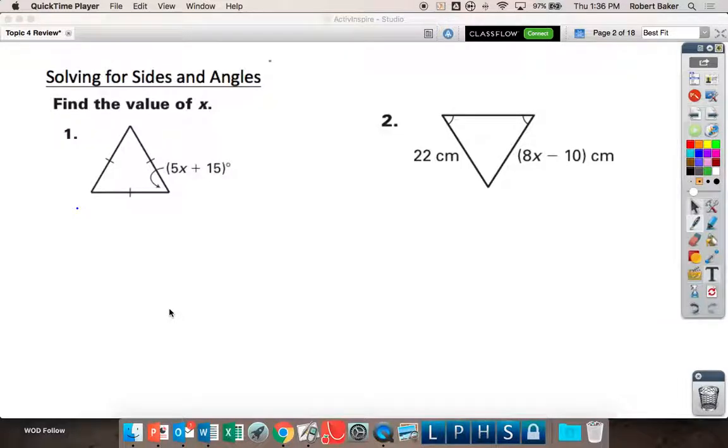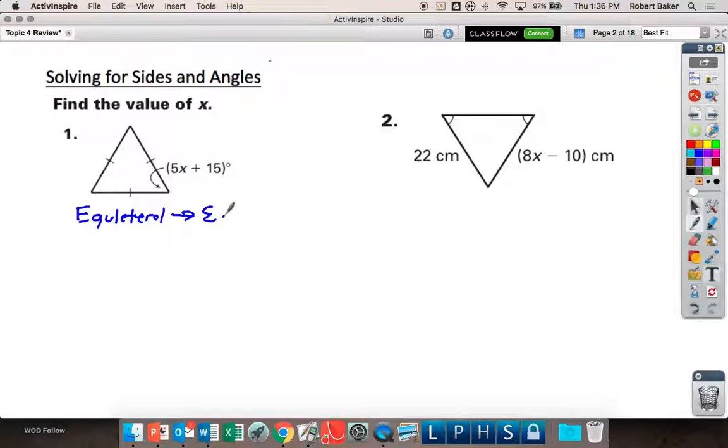One, you have to know that this triangle is equilateral. But does that help you solve the question? Right, so knowing it's equilateral helps you understand that it is equiangular. Does that help you solve this problem? Why? Because all equiangular triangles have all three of the angles at 60 degrees.